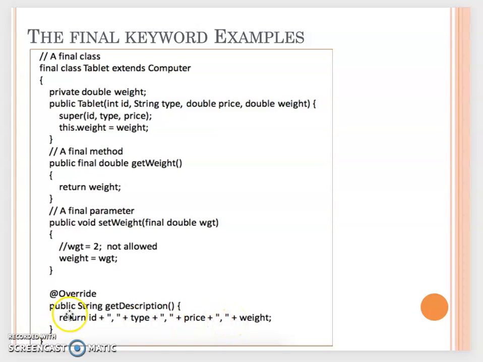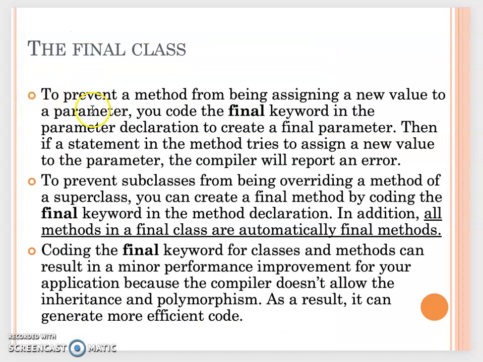So that's what we talk about for the final keyword. Your final keyword can associate with a class, can associate with a method, and can associate with your data attribute.